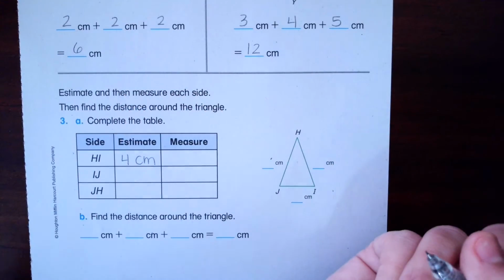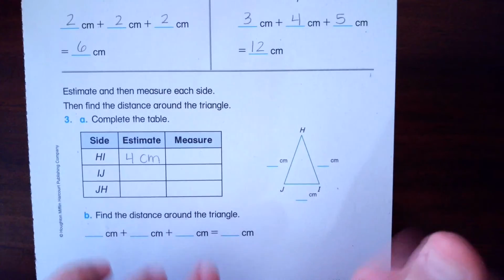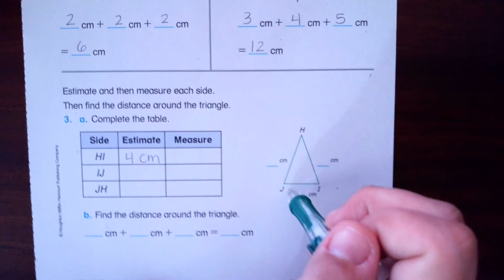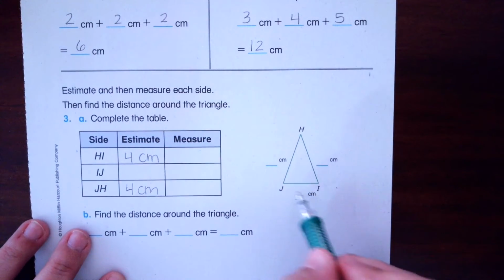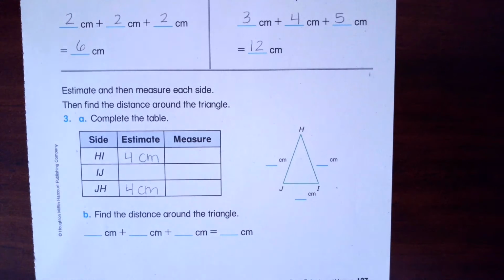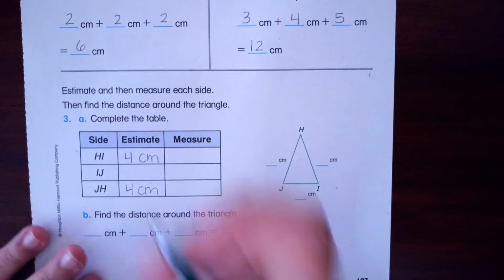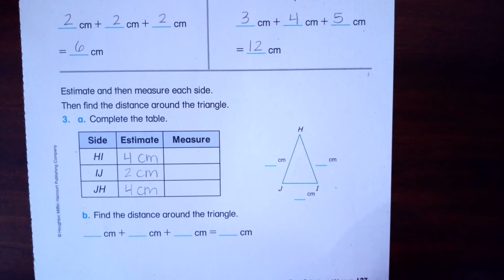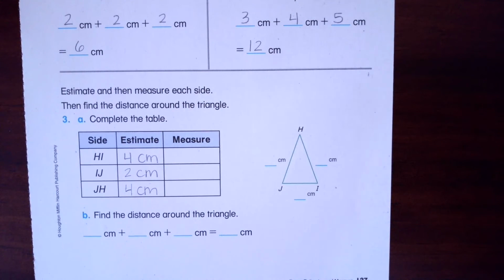Remember, you might agree with me, you might not. I already told you I'm not a very good estimator. So maybe you want to pick something different. And side JH is also 4. Now, when I look at this smaller side, I know that one definitely looks smaller. So you want to make sure your estimate is smaller than 4. I'm going to guess 2 for that one. When you're ready, go ahead and measure each of those sides and see how you did.